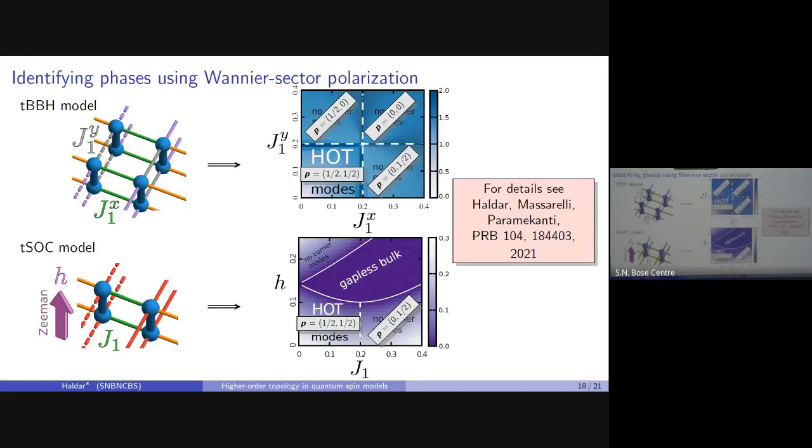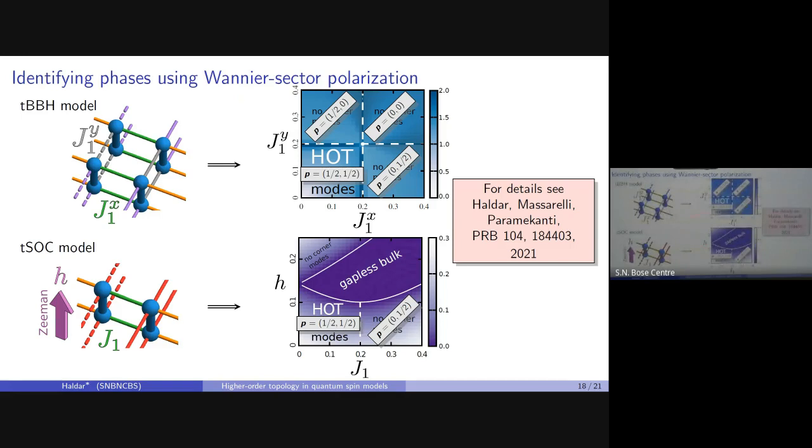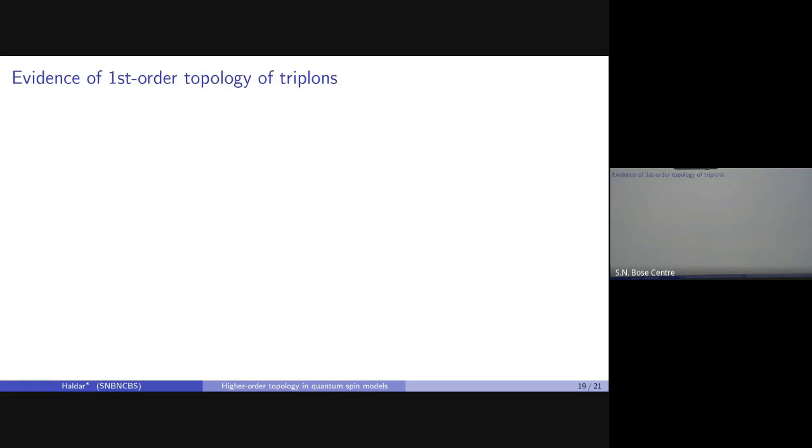Okay, so I think I'm done with most of it overall, but I'll just leave you with what the experimental attempts are. All of these things have been done theoretically, so we need to see how far experiments have come along. It turns out seeing hierarchy topology in triplons is quite hard. Nobody has attempted it. In fact, seeing first order topology in triplons is also very hard.